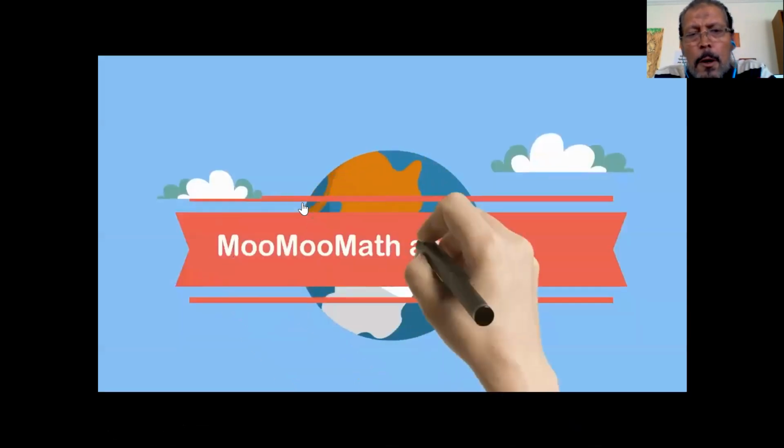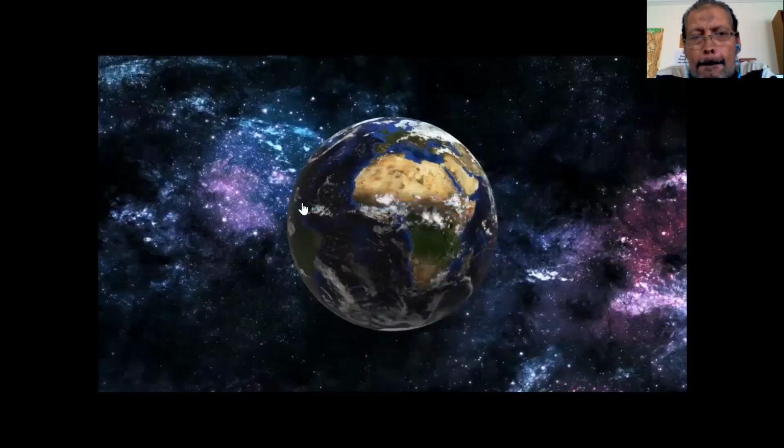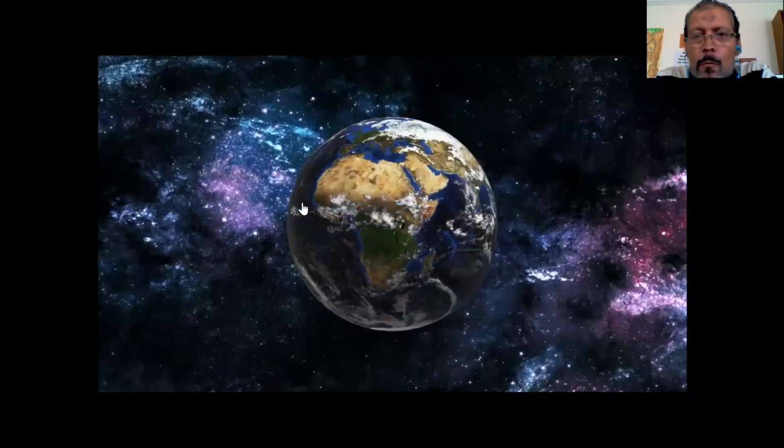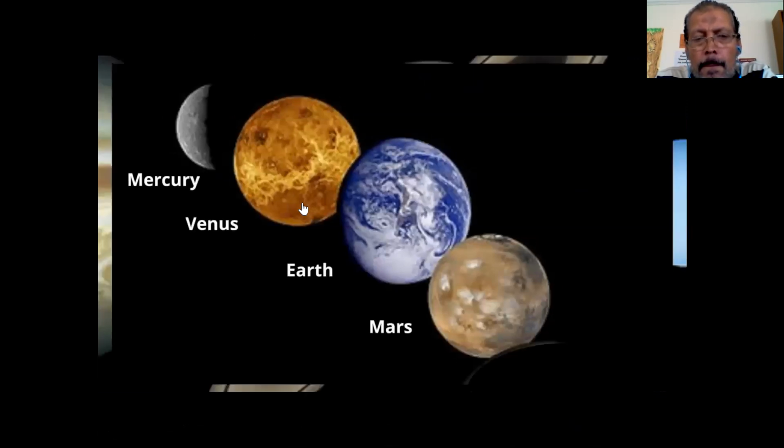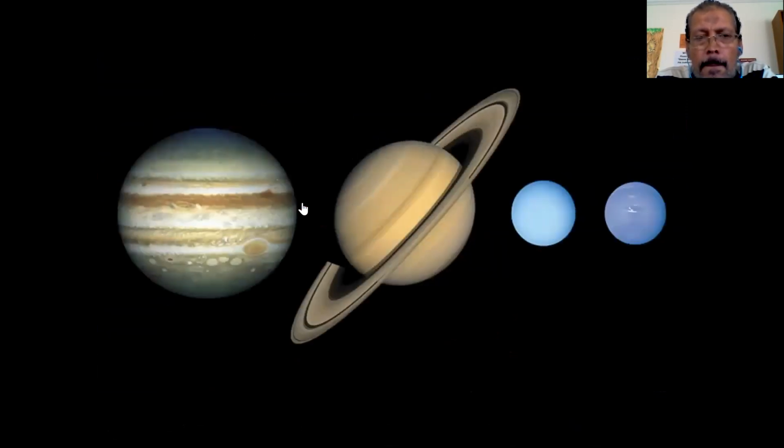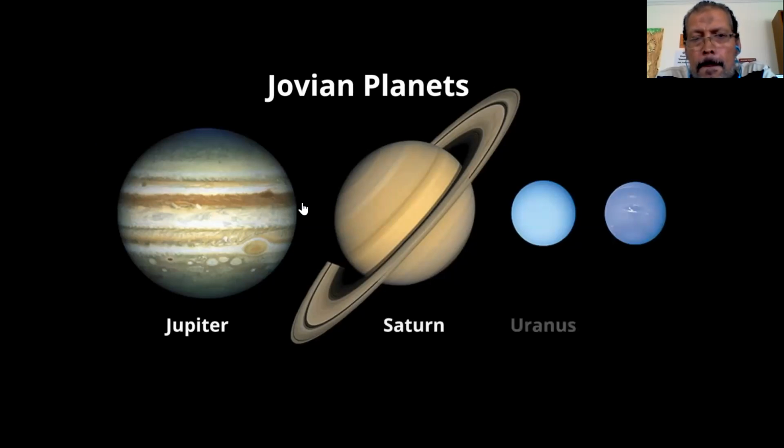Welcome to Moo Math and Science. In this video, let's take a look at the terrestrial planets, which include Mercury, Venus, Earth, and Mars, and then the gas giants, also called the Jovian planets, which include Jupiter, Saturn, the funny-sounding planet Uranus, and Neptune.